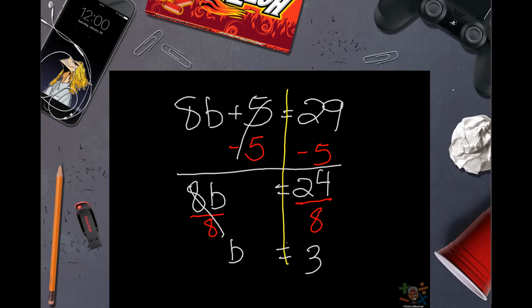That is a two-step equation. As you can see, my first step is right up here, and then my second step is right down here. Everywhere where there's red, those are my first steps. Second steps. Final answer: b equals 3.